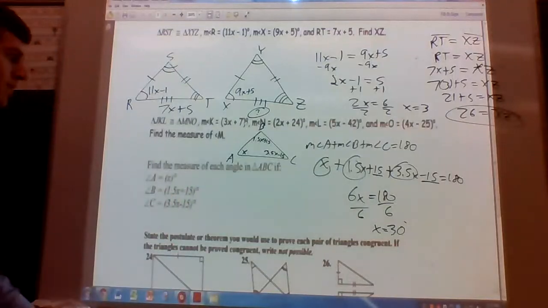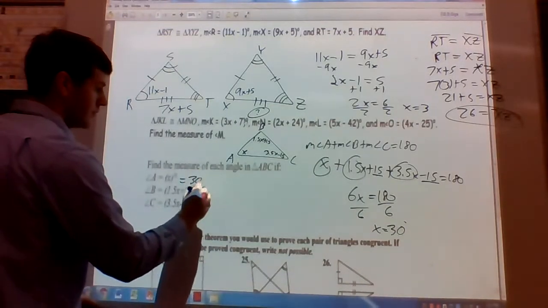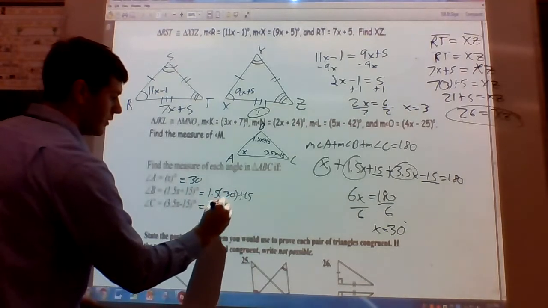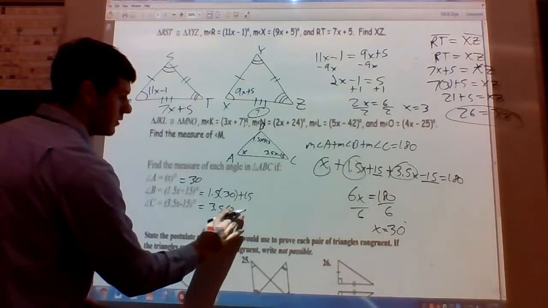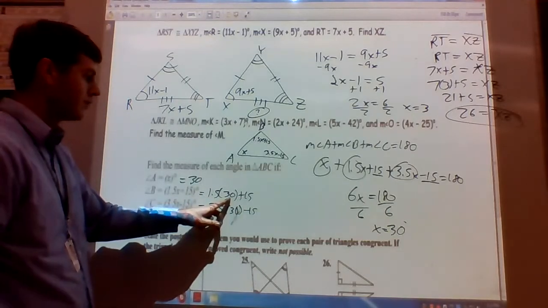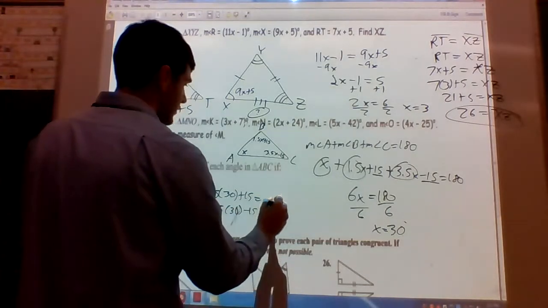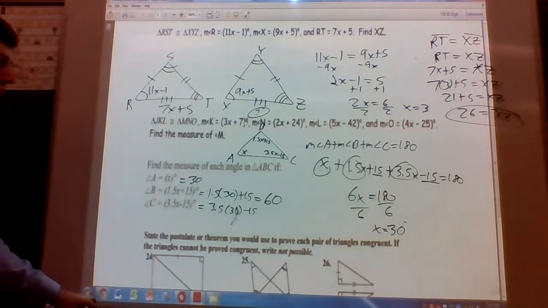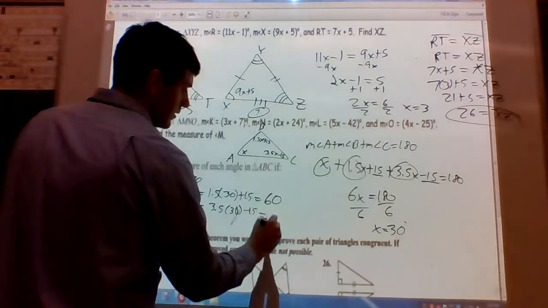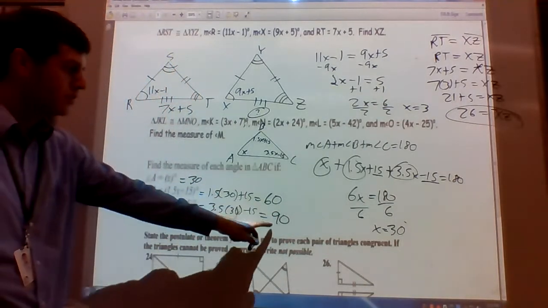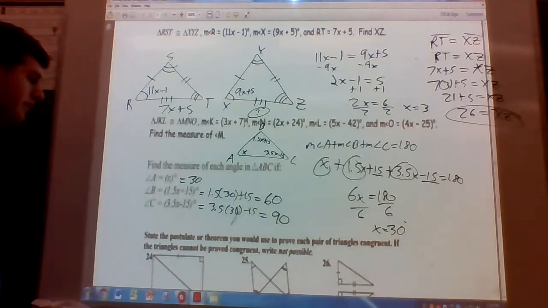Wants the measure of each angle, so we have to substitute it in. So we have 30. We have 1.5 times 30 plus 15. And 3.5 times 30 minus 15. 1.5 times 30 is 45. 45 plus 15 is 60. Okay, 3.5 times 30 is going to be 105, minus 15 is 90. Right, and just to check our answer, 30 plus 60 plus 90 equals 180.